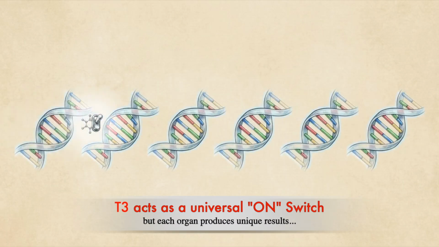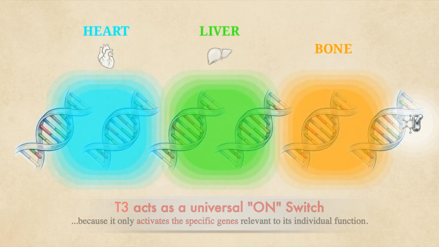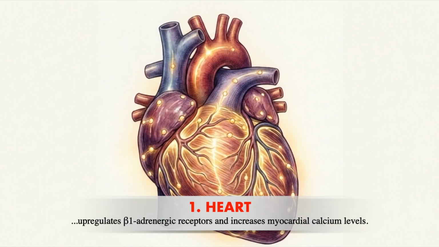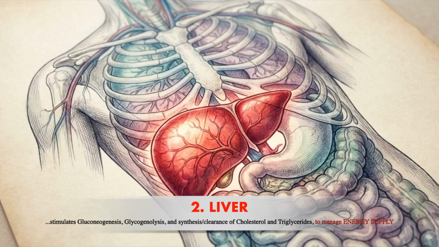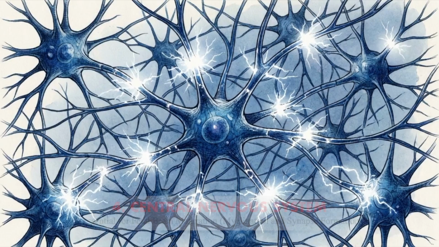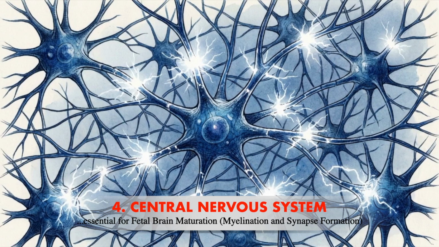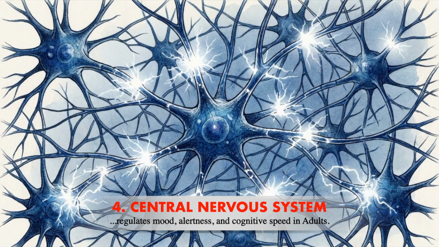Specificity of these organ responses is determined by which part of the DNA blueprint is accessible when the T3 switch is flipped. In the heart, T3 upregulates beta-1 adrenergic receptors and myocardial calcium levels. This creates a faster heart rate and a stronger, more efficient pump. In the liver and skeletal muscle, T3 focuses on energy breakdown. It stimulates gluconeogenesis to create glucose for fuel and promotes the development of fast-twitch type 2 muscle fibers. In the nervous system, the hormone is essential for myelination and synapse formation. It effectively sets the speed for reflexes, mood, and cognitive processing.